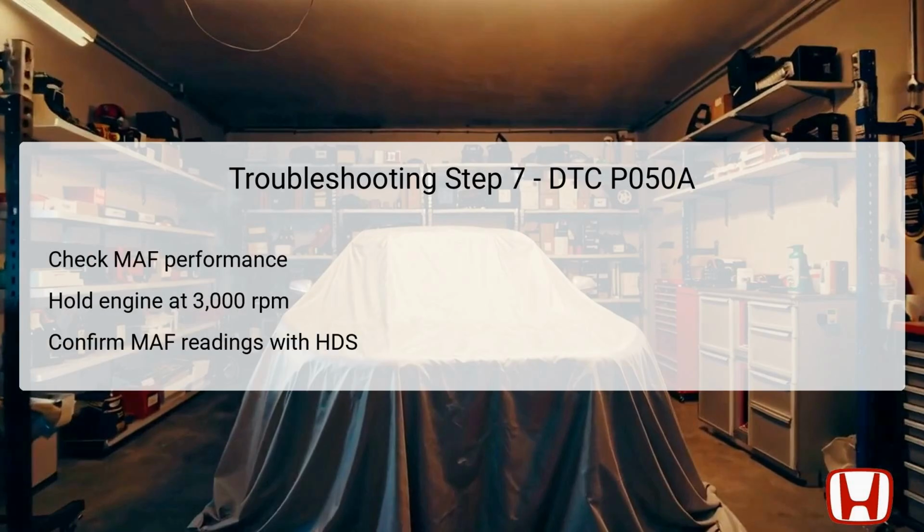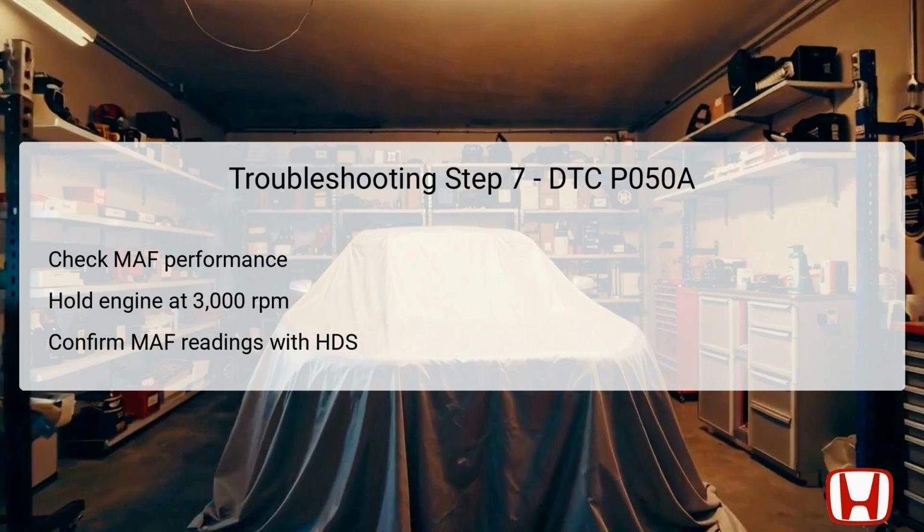Step 7 focuses on assessing the performance of the mass airflow MAF sensor. Begin by starting the engine and gradually increasing the speed to 3,000 revolutions per minute, RPM, without loading the engine. And maintain this speed until the radiator fan engages. Following this, allow the engine to return to idle.